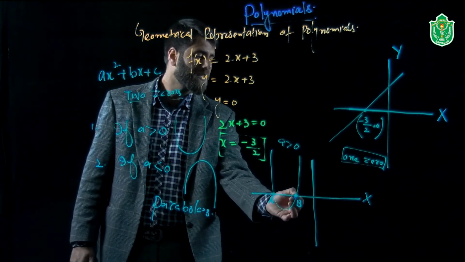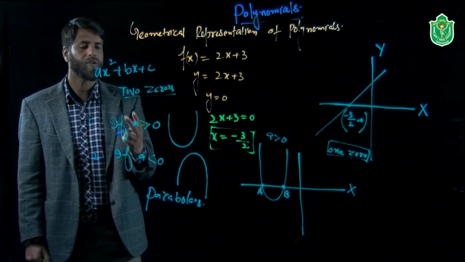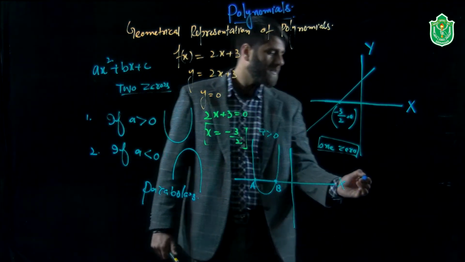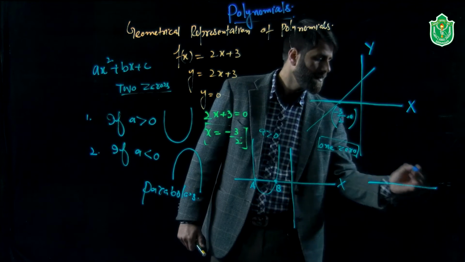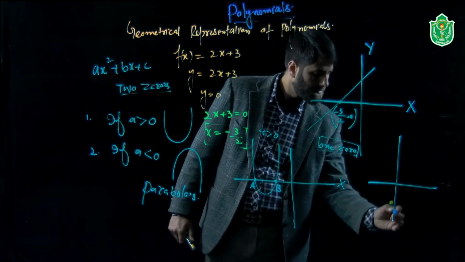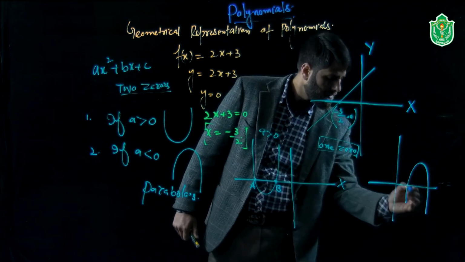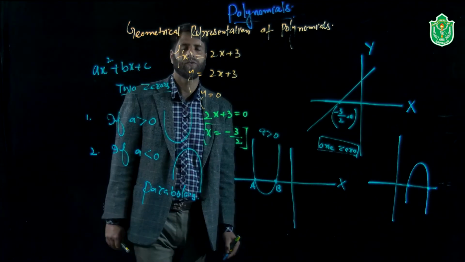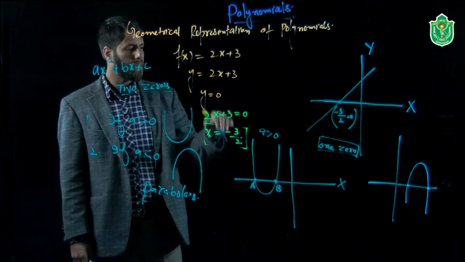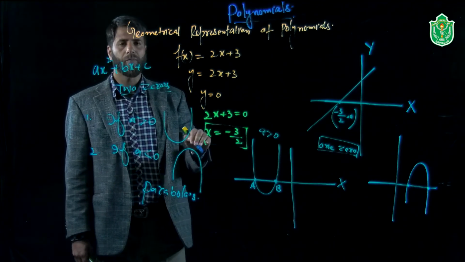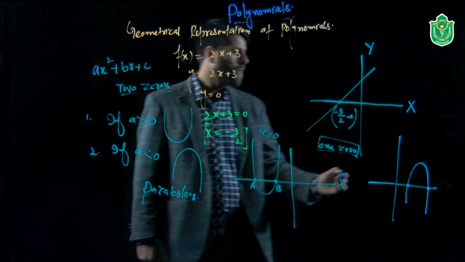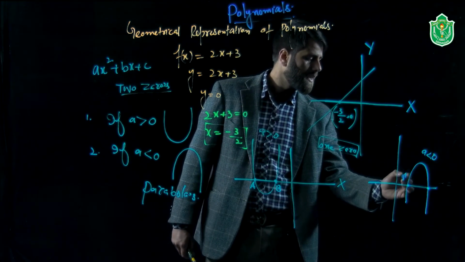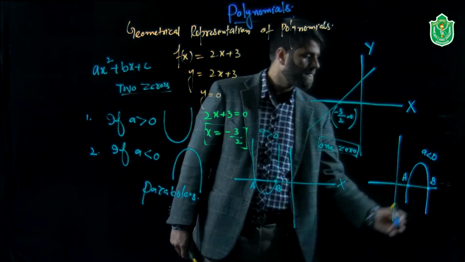It intersects the x-axis at exactly 2 points. Now the second case: if we draw another graph like this, it will intersect the x-axis at exactly 2 points, but the graph will be downwards. The parabola will be downwards because the value of a is less than 0. This is point A and this is point B.